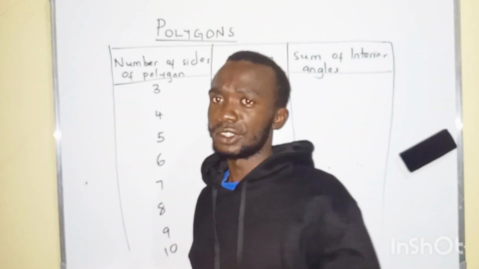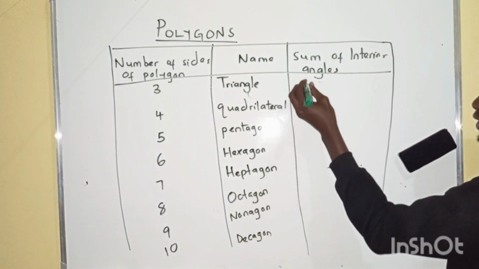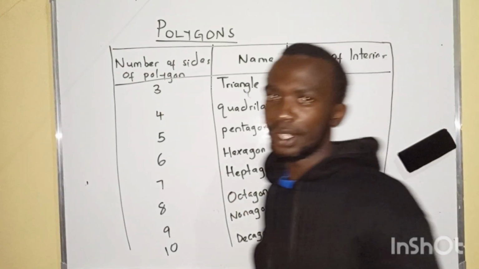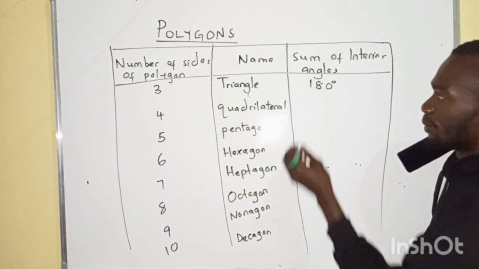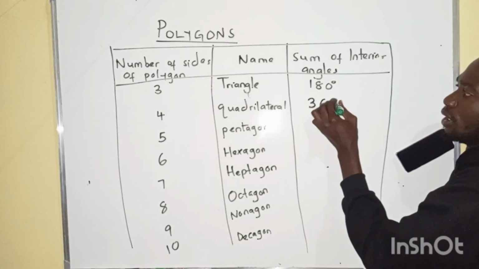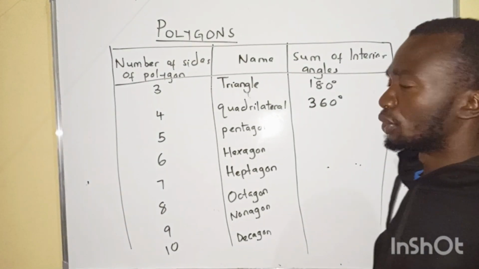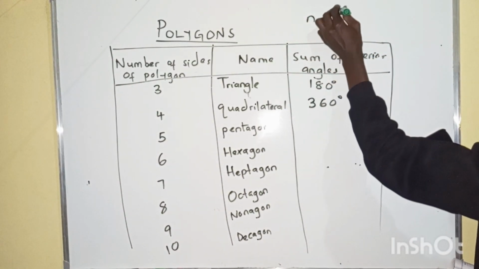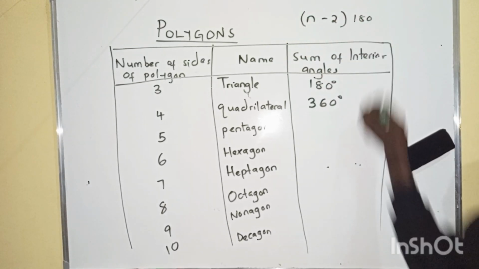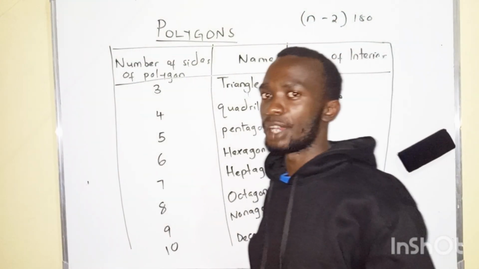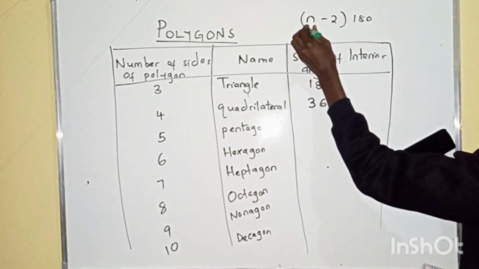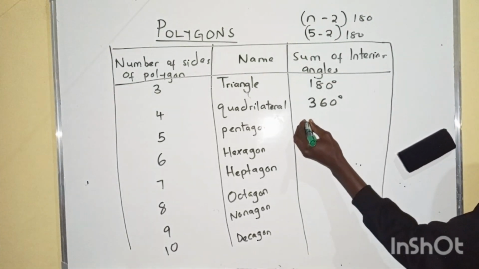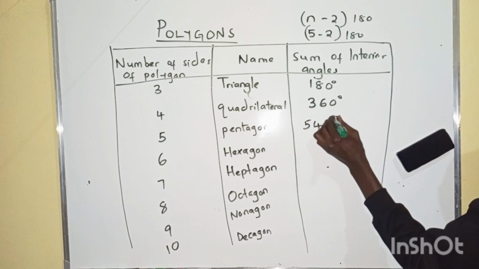Now, the sum of interior angles in a triangle usually adds up to 180 degrees. A quadrilateral adds up to 360 degrees. For a pentagon, the interior angle sum is calculated with the formula (n minus 2) times 180. A pentagon has 5 sides, so 5 minus 2 times 180 gives you 540 degrees.